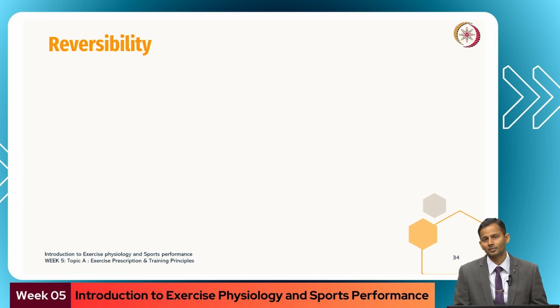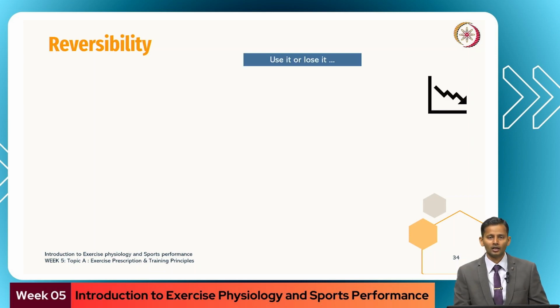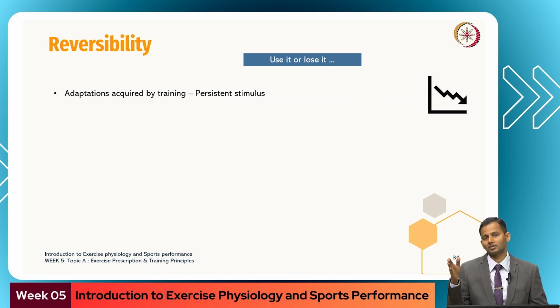Moving ahead with the third important principle, that is the principle of reversibility. What do you mean by reversibility? The simple term only reflects that if you use it, you will maintain it, or if you don't use it, you will lose it. So just remember the phrase use it or lose it. What happens is that adaptations obtained by the training have to be persistent. You will have to maintain that particular stimulus, and if the stimulus is not persistent, then this may result in disuse of that particular muscle.